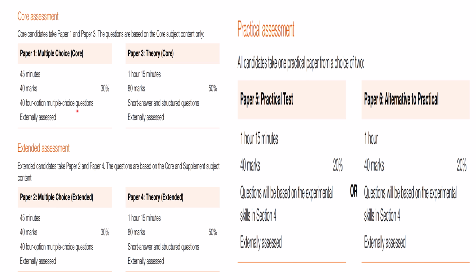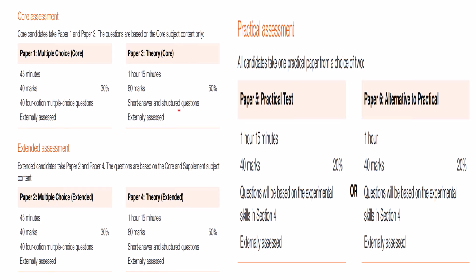Paper 1 is multiple choice questions. The duration for paper 1 is 45 minutes and it carries 40 marks and the weightage is 30%. It consists of 40 multiple choice questions. This paper tests your basic understanding of biology concepts.